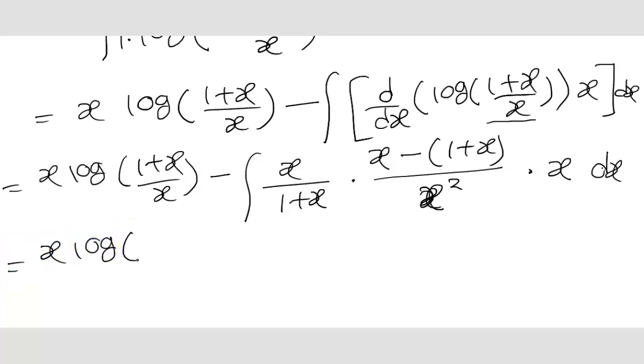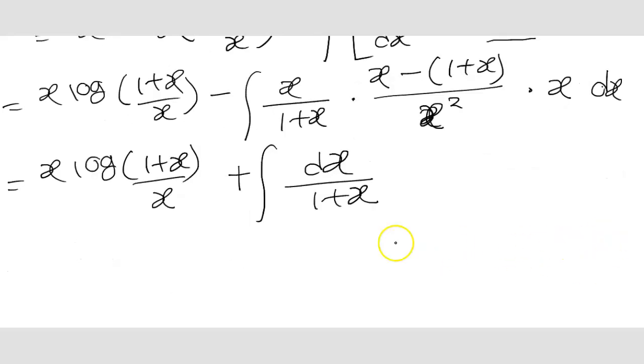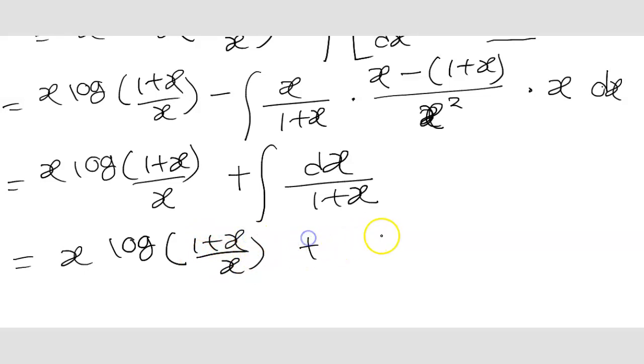Now we simply move forward with our integration. See, this x and this x cancel out, leaving us with a minus sign, and this minus becomes plus, and this x and this x together cancel out, so we are simply left with this x. The integration of this thing is quite simple. It is simply log of 1 plus x. It's quite easy.